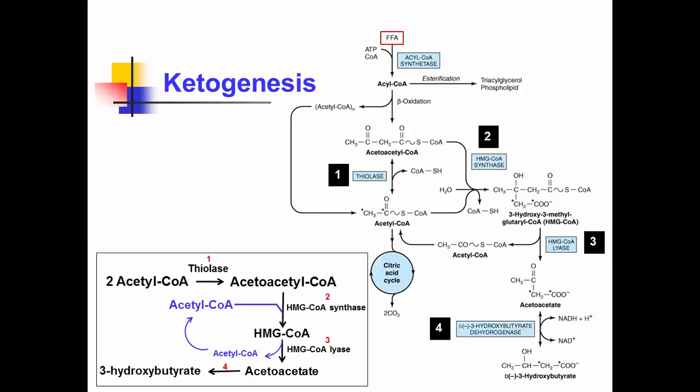So I don't think you will need to remember all the detailed reactions, just the general picture, all right? So for example, what is the substrate or precursor of ketogenesis? Acetyl-CoA. And where does the acetyl-CoA come from for ketogenesis? Basically from fatty acid oxidation, right?